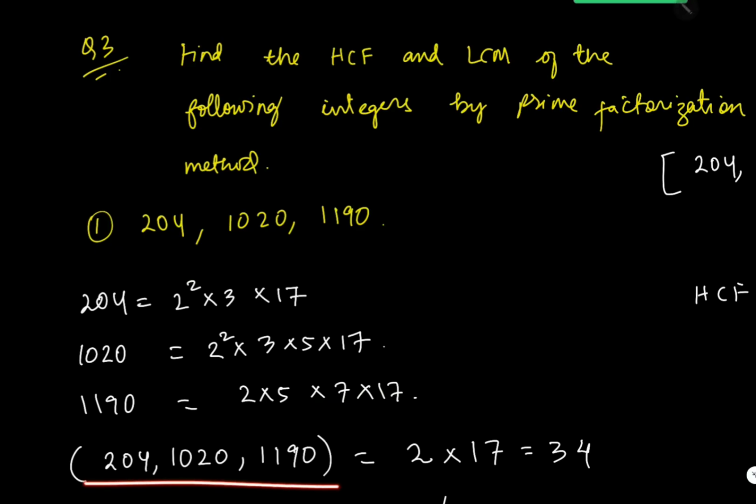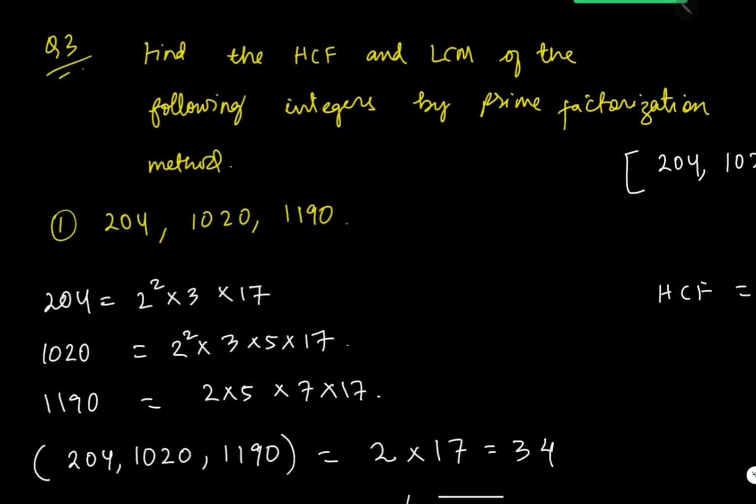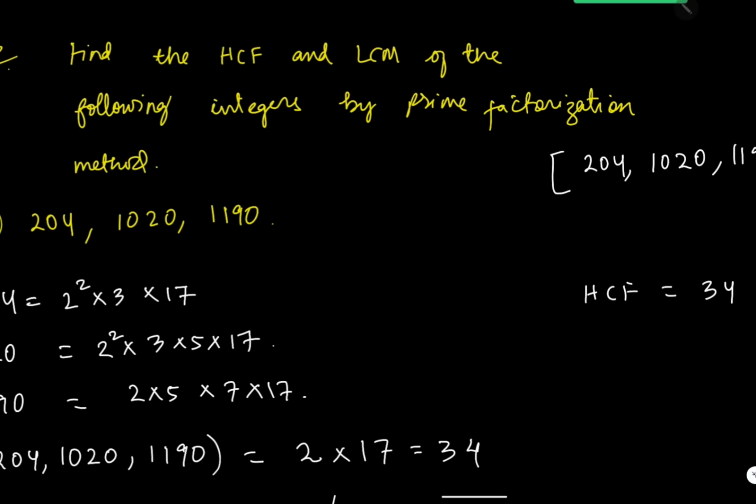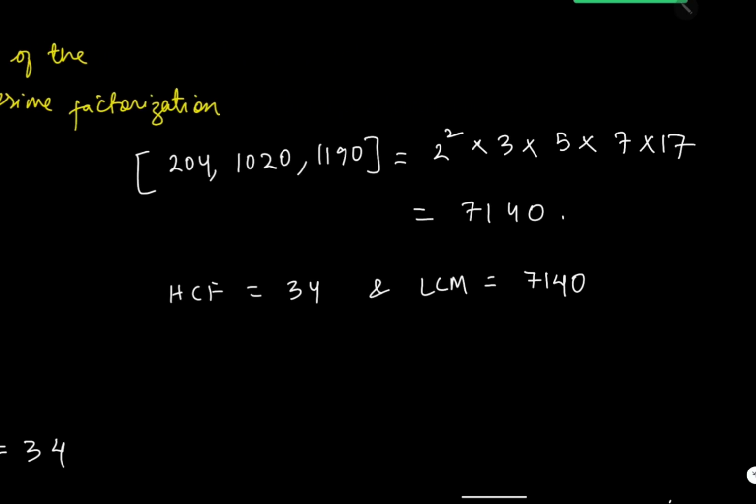So for HCF, I have used the first bracket, which is 2 into 17. This will give me 34. For HCF, I have just taken those primes which are common in all the canonical decompositions, and I have taken the smallest powers of them.